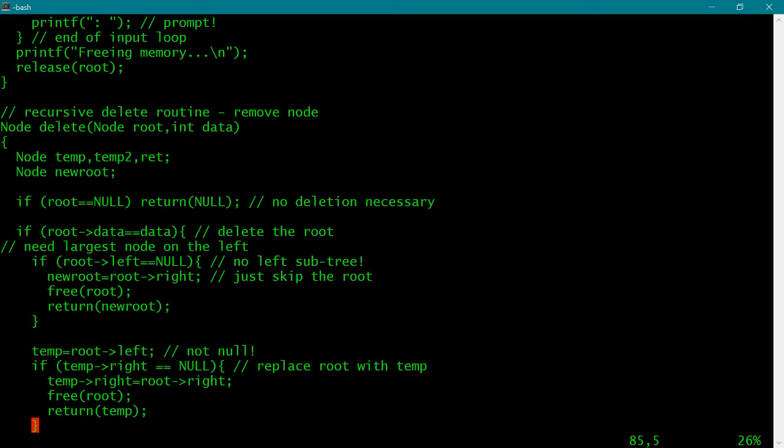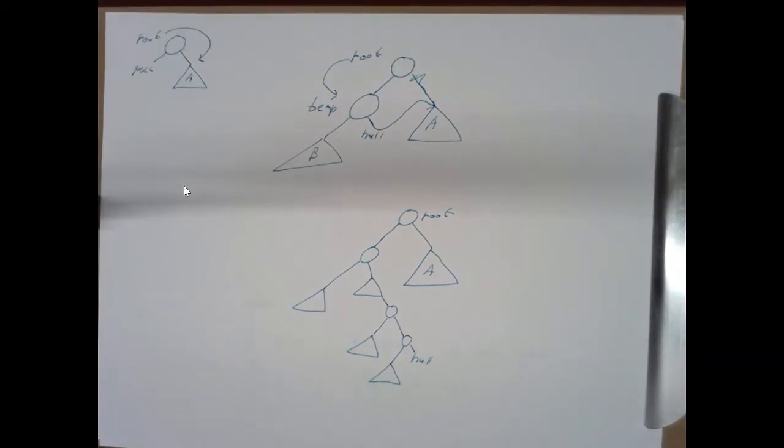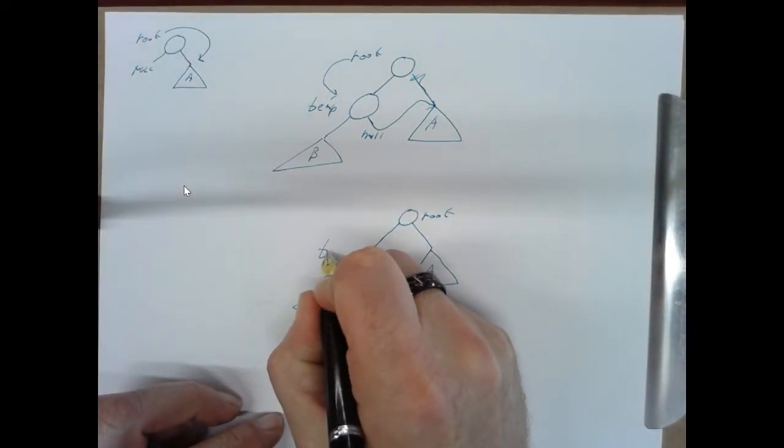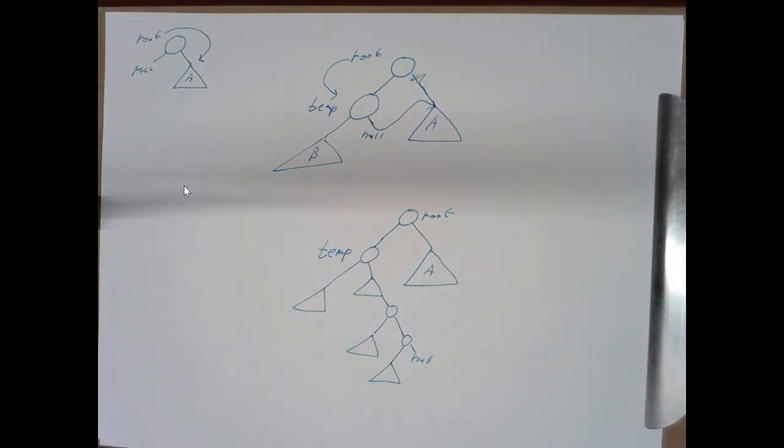All right, so general case. If temp right is null. Okay, otherwise temp has a right child. So I run a loop here where while temp right is not null. Okay, so temp is this thing. And we're in a case where we know temp right is not null.